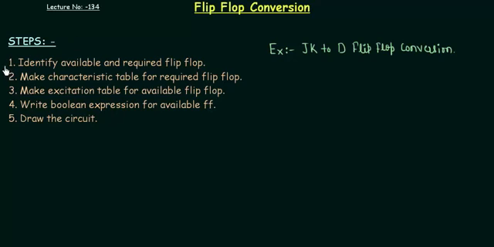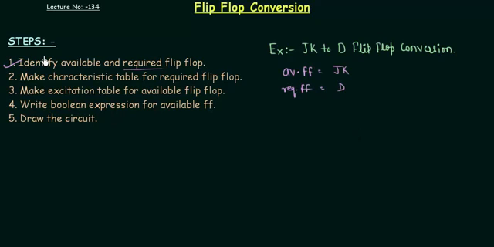Our first step is to identify the available and the required flip-flop. So let's see in our example what is the available flip-flop. The available flip-flop is JK flip-flop. So JK is my available flip-flop. And what is the required flip-flop? What we want is D flip-flop out of JK flip-flop. So my required flip-flop is D flip-flop.